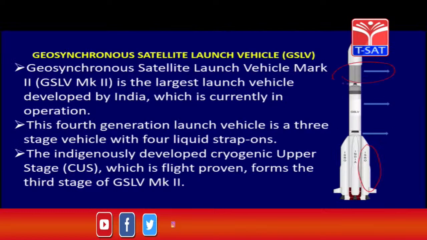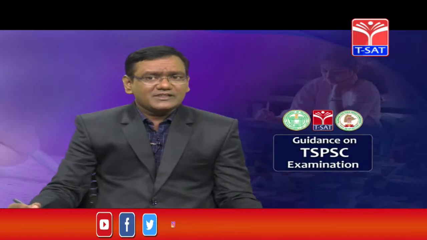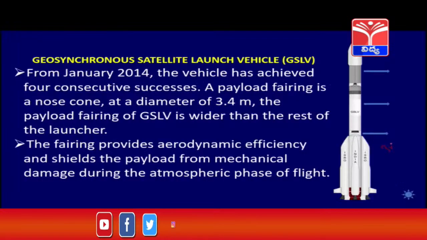That means it is somewhere here. So this is stage 1, this is stage 2, this is the 3rd stage. So these are the things that we have in this satellite launch vehicle, that is the geosynchronous satellite launch vehicle. So GSLV has 3 stages, whereas PSLV has 4 stages. From January 2014, the vehicle has achieved 4 consecutive successes.